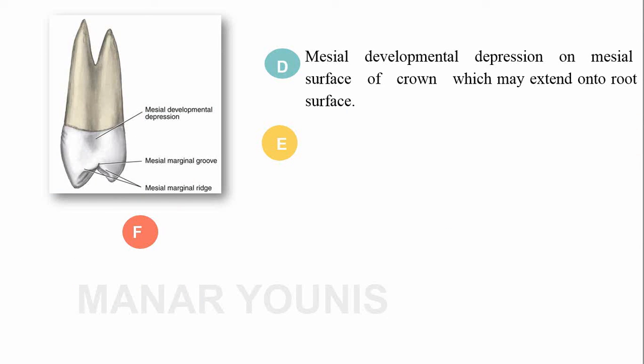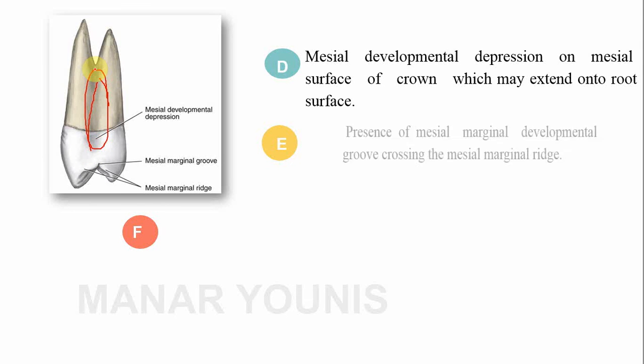This tooth is the only tooth in the dental arches that has a developmental concavity on its mesial surface. This is called the mesial developmental depression. As you can notice here, it is a depression or concavity present on the mesial aspect of the crown and root, extending from the contact area through the cervical area and then to the bifurcation area of the root.